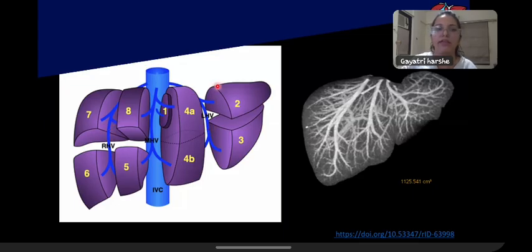If we just come from the left lobe, then here is the left lateral section, and this is the left medial section. In between is the IVC, and to the right of the IVC, this is the right medial lobe, and this is the right lateral lobe.